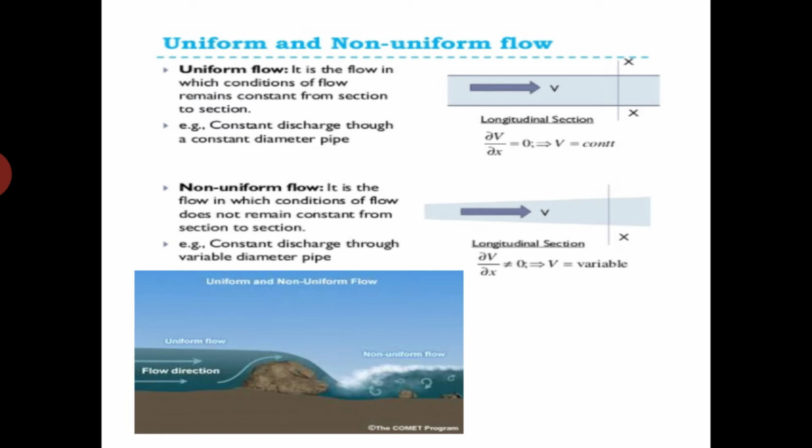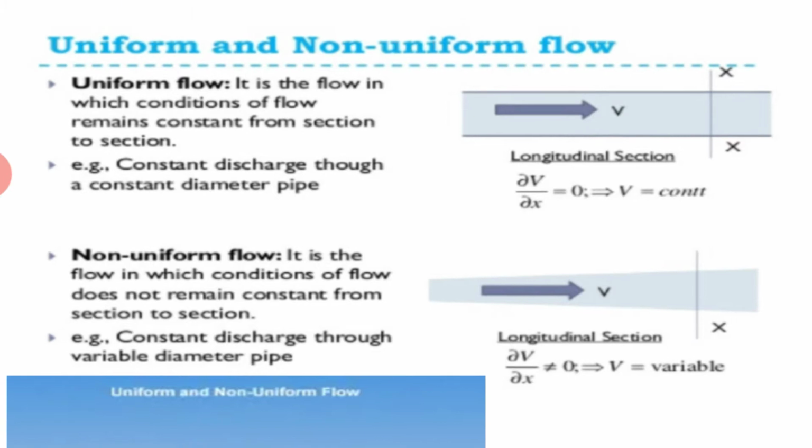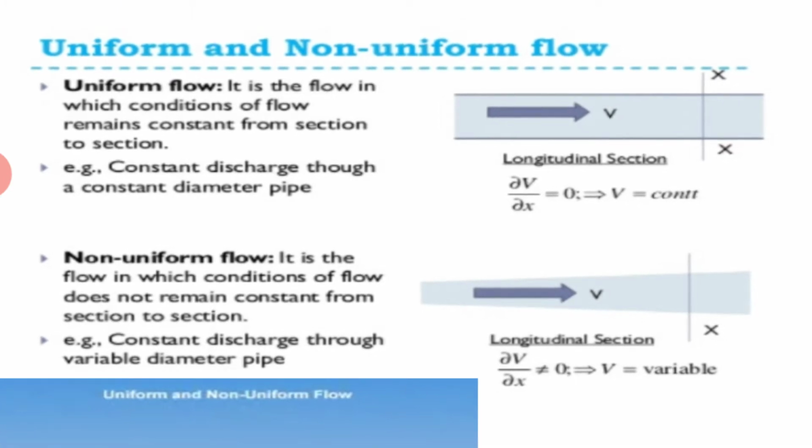So first, let us study uniform and non-uniform flow. Already you know about uniform flow. What do you mean by uniform flow? And you know the non-uniform flow definition. Once again, I'll repeat the things here. Uniform flow means it is the flow in which the condition of flow remains constant from section to section.